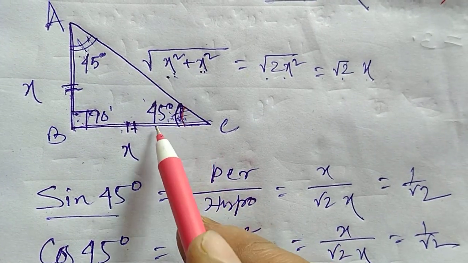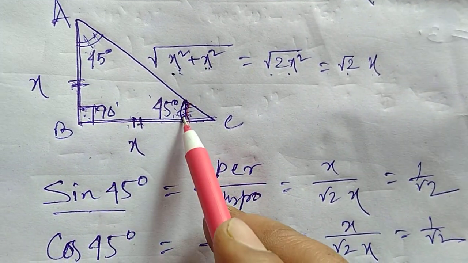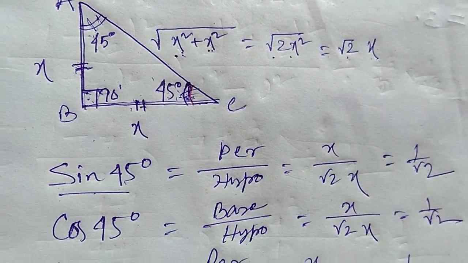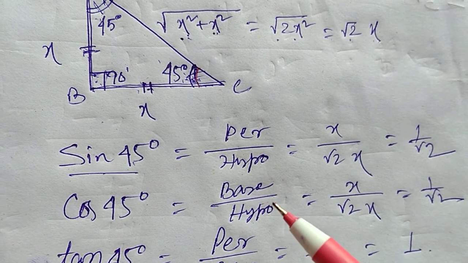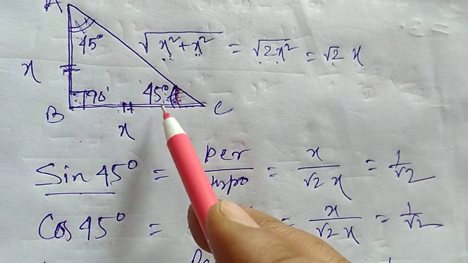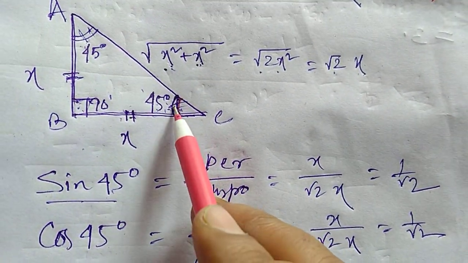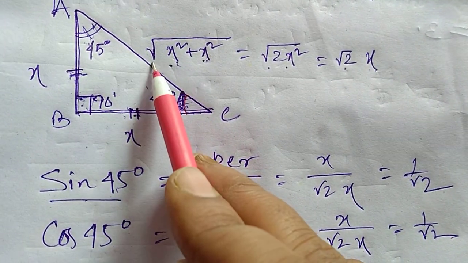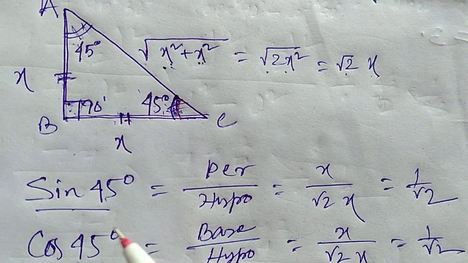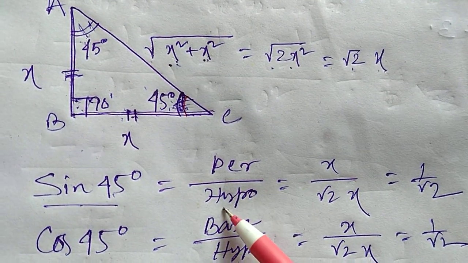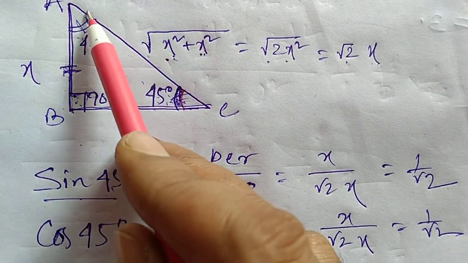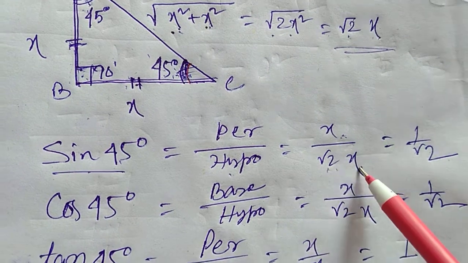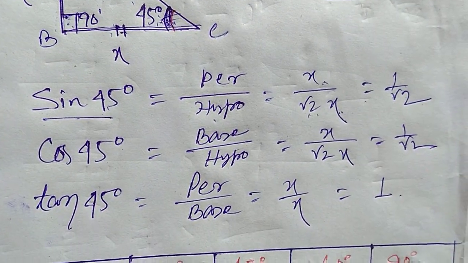in this picture, sine of this angle. We know that definition of sine theta, here theta is 45 degree. Definition of sine theta is perpendicular by hypotenuse. So perpendicular means opposite side of this angle. This is perpendicular and this is hypotenuse and this is base. So sine 45 equal to perpendicular by hypotenuse. Here length of perpendicular is x and length of hypotenuse is root 2x. So x by root 2x, this equals to 1 by root 2.